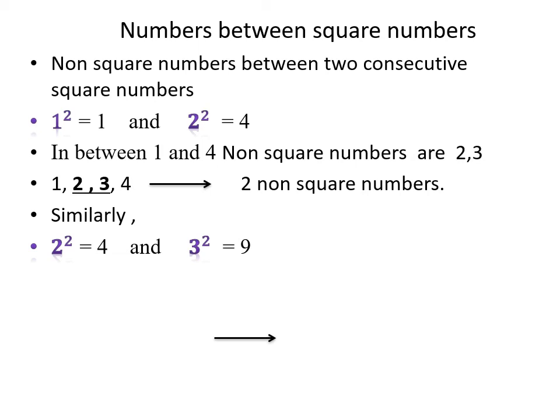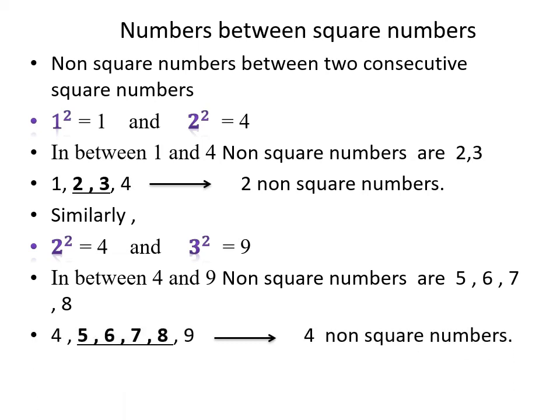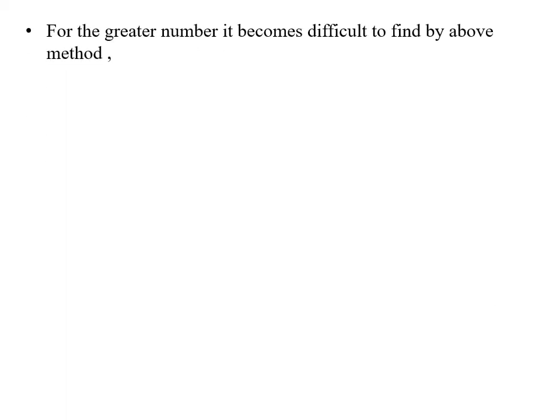Similarly, in the second example, we are taking the consecutive numbers 2 and 3. 2 square equals 4 and 3 square equals 9. Now in between 4 and 9, the non-square numbers are 5, 6, 7 and 8. If you see the underlined numbers, these denote the non-square numbers which lie between the two square numbers. So 4 and 9 are perfect squares and 5, 6, 7, 8 are the non-square numbers. So how many numbers are there? 4 non-square numbers.